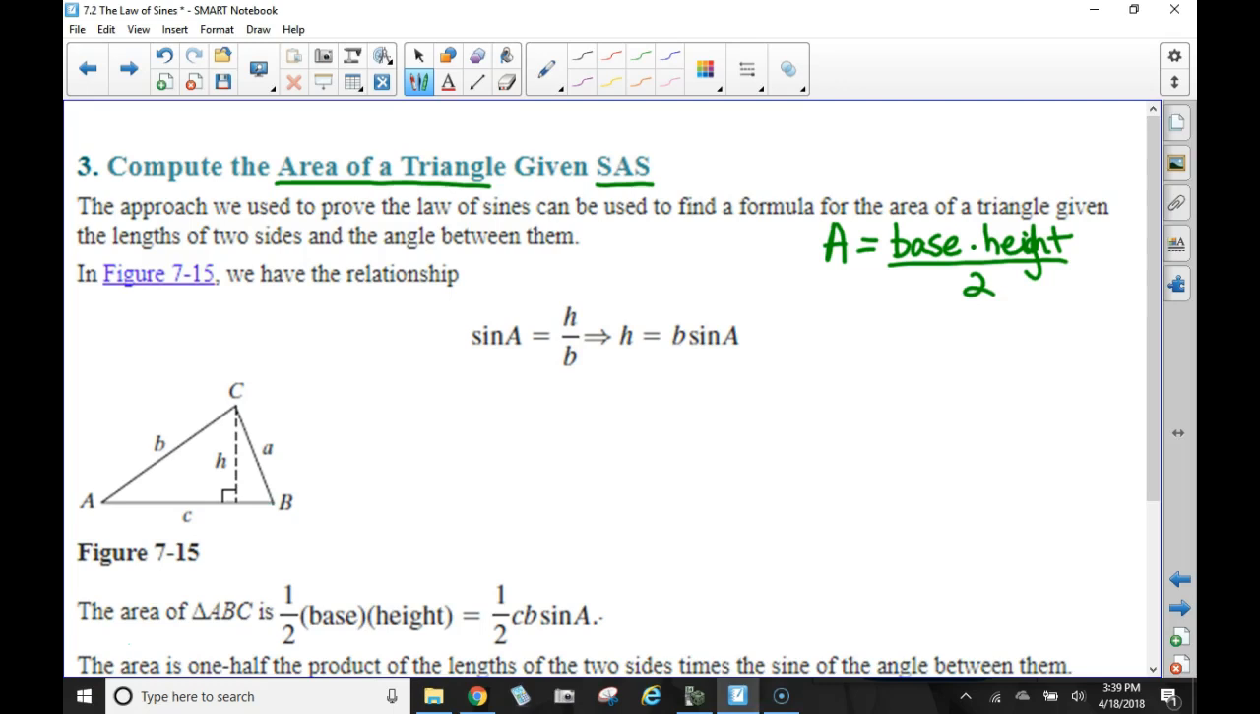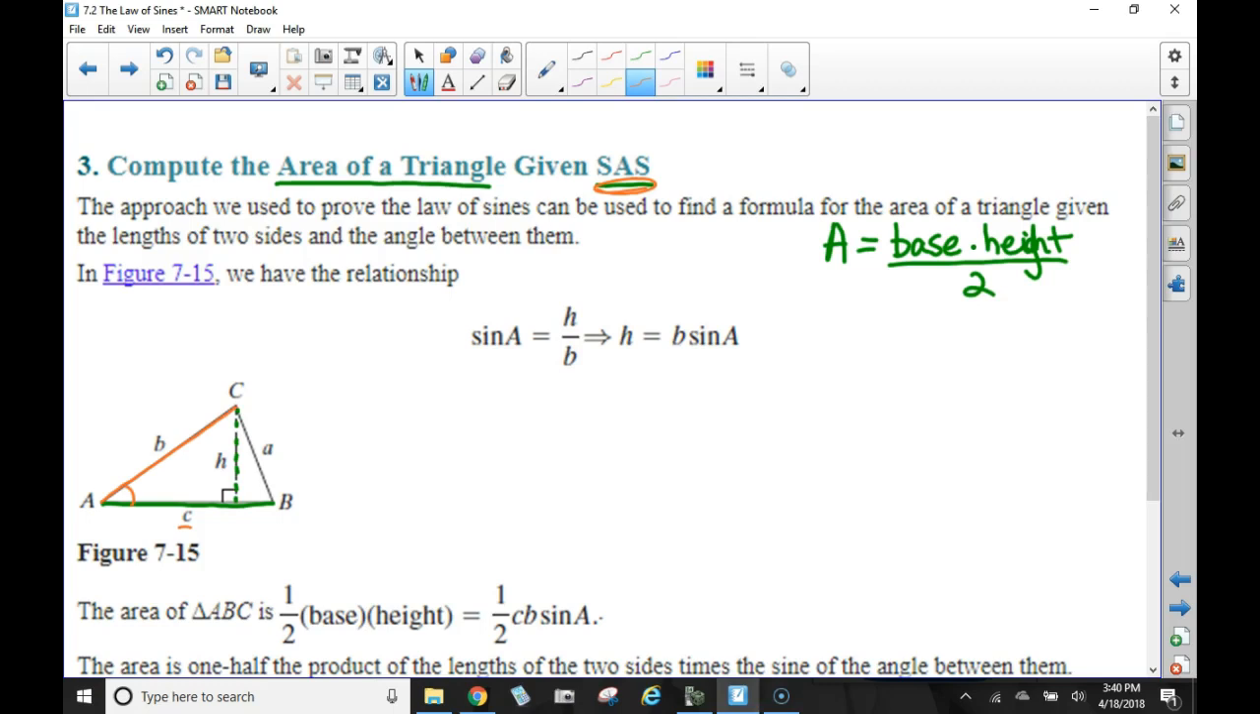Base times height divided by 2. So if we could get base times the height, y'all, the height has to be the altitude of that triangle. We won't be given that, but we can find it using a little trig. Okay, we'll take base times height divided by 2. Now, what we're going to be given on a problem like this is side angle side. So we would be given side C, we would be given angle A, and we would be given side B.